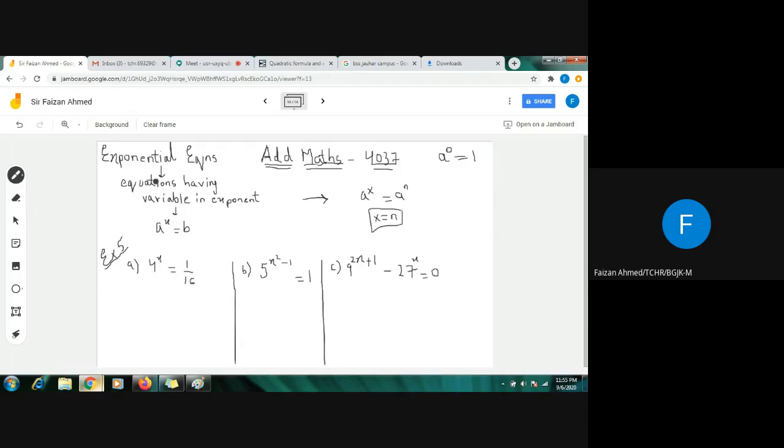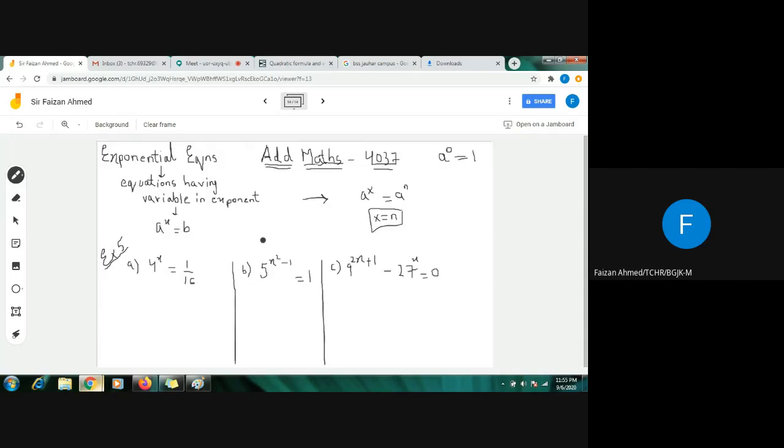Exponential equations are basically those equations in which the variable is in the exponent, the variable is in the power. For example, this is a variable and this is in the exponent. So this is an equation, and equations in which the variable is in the exponent or power are called exponential equations. You can clearly see that the variable is in the power, and we have to find the value of x.